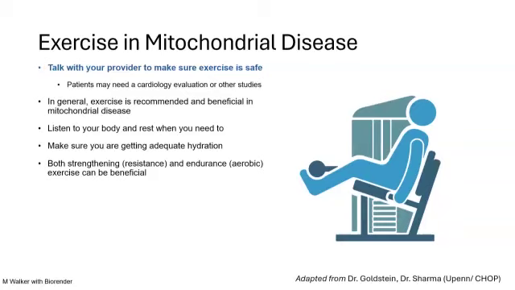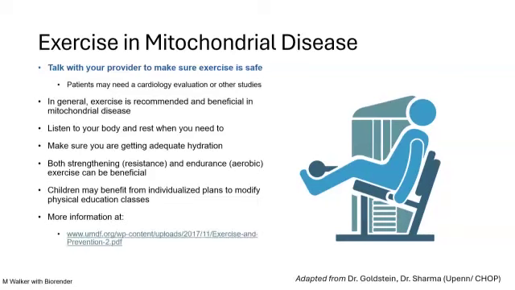I will make the point also that it's not just aerobic exercise, but also strengthening exercises that can be beneficial. And for children, as I mentioned, you might need a 504 or an IEP in addition to a doctor's letter to make sure that the children have safe and appropriate programs for physical activity at school. You can get more information at the UMDF website. There's an excellent packet on exercise and mitochondrial disease. MitoAction also has a guide available on their website as well.